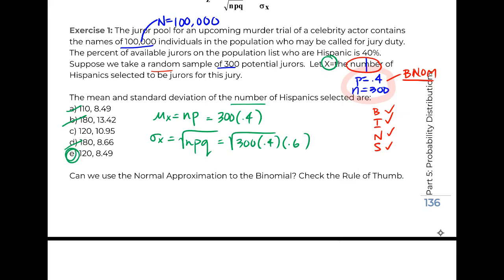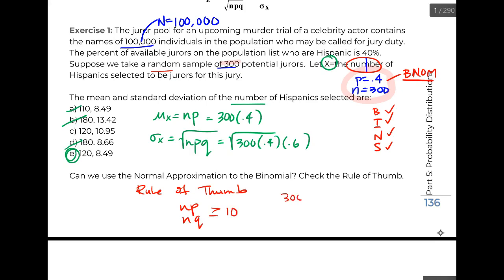So the next question says, can we use the normal approximation? And heads up, as soon as you see a sample size this large, chances are you can, but we want to actually check this here. This is all about that rule of thumb. Our NP and our NQ, are they greater than or equal to 10? So we can check those.